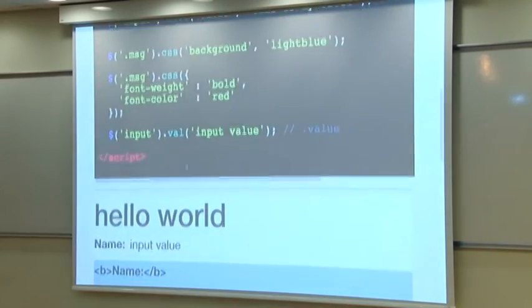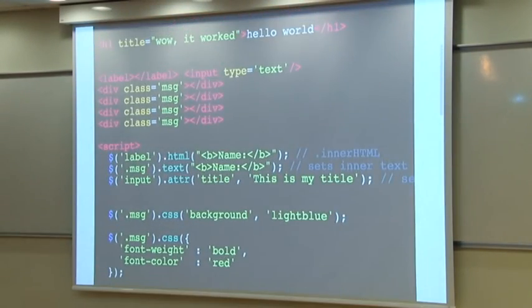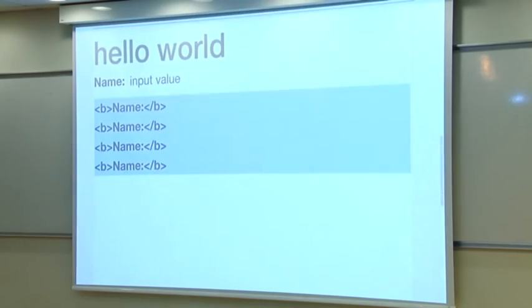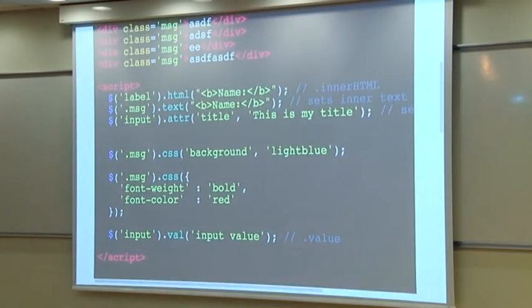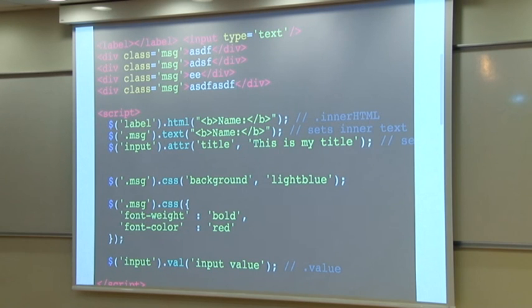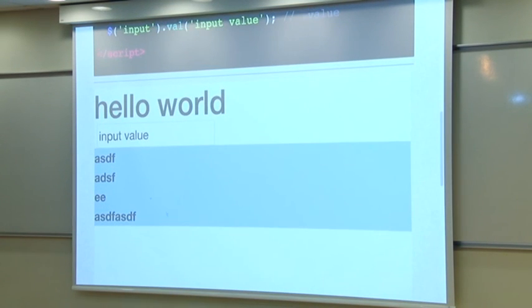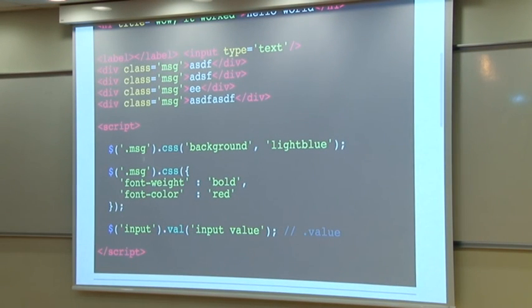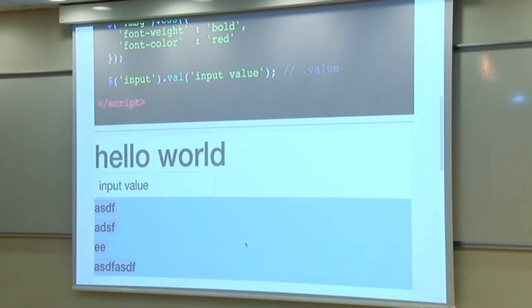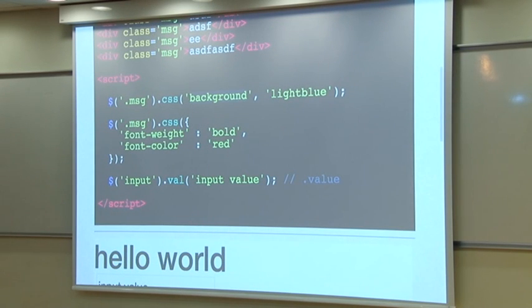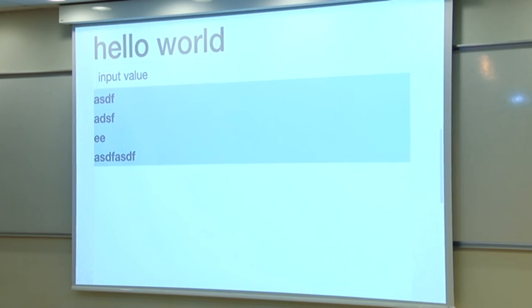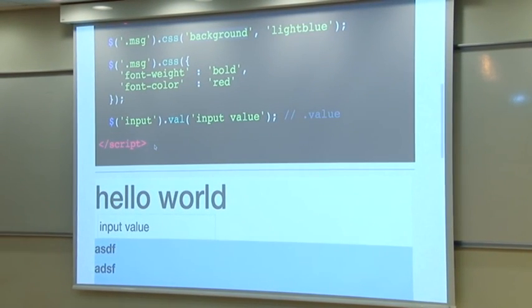So, hang on, let me put something in this message. Let me check out that one. Ah, it's this. Sorry. It is working. Okay. So what this is doing is it's selecting these divs. It's setting a background of light blue, which is why we have light blue here. It's saying have the font weight be bold and the font color be red. But the font color is not red. What's going on?